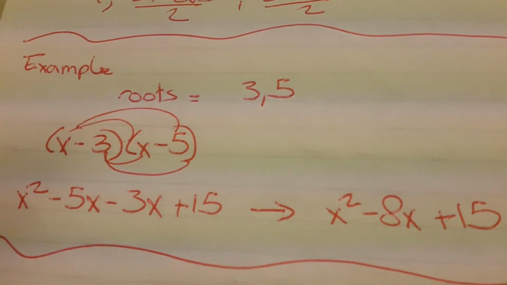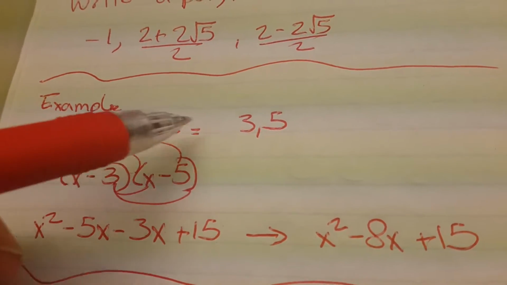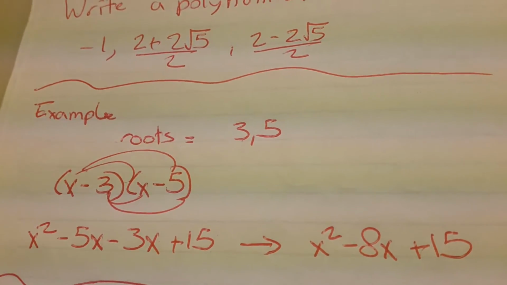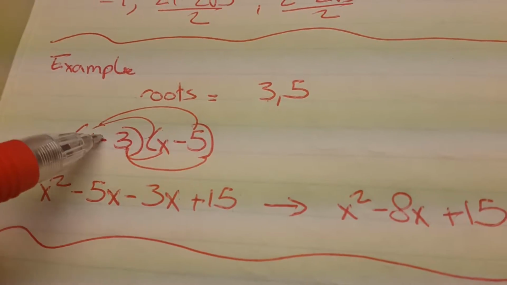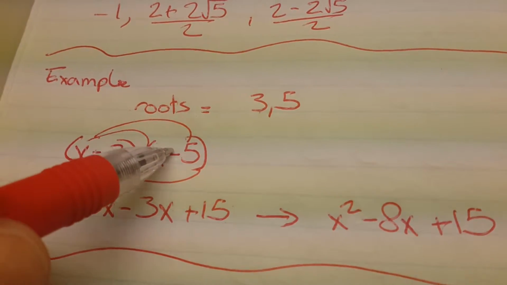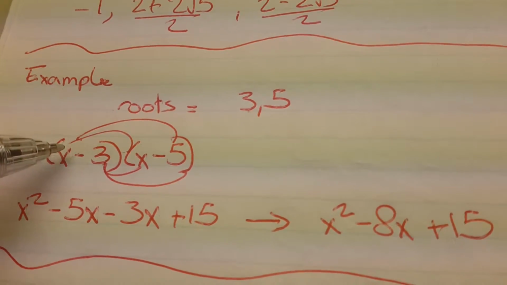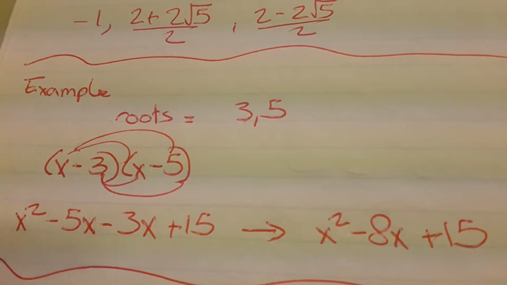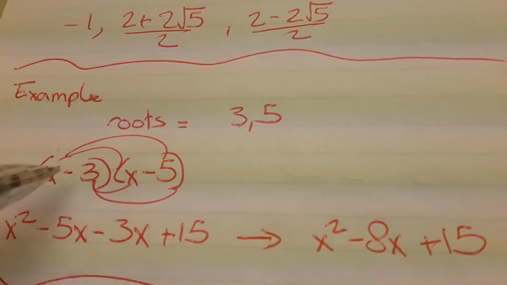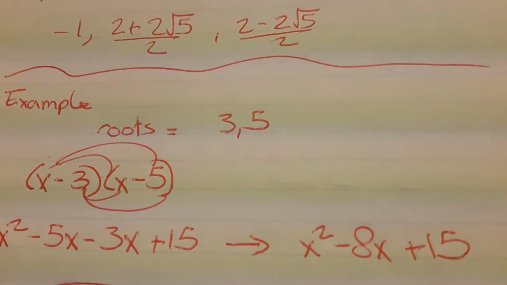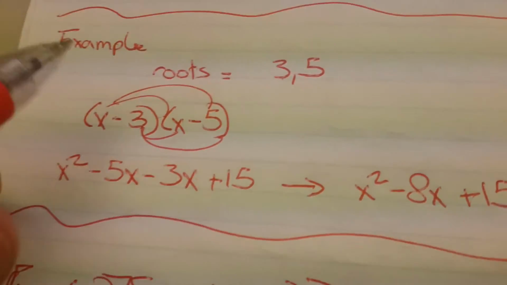So, let's do an example. Let's say we wanted to find a polynomial with the roots of 3 and 5. What we do is (x minus 3) and (x minus 5). Then we do our expansion. First, inside, outside, last, FOIL. Yeah, we still got FOIL, that's a thing.